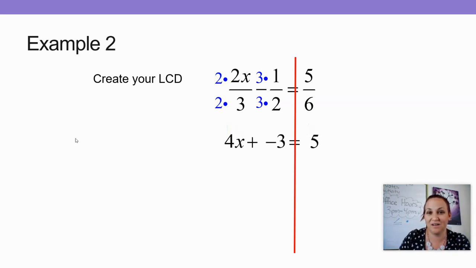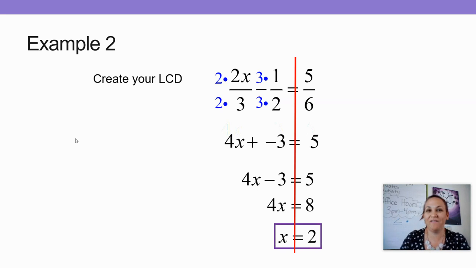4x plus -3 equals 5. Next, I'm going to add the 3 to the other side. Finally, I'll divide by the 4, and my final answer is x equals 2.